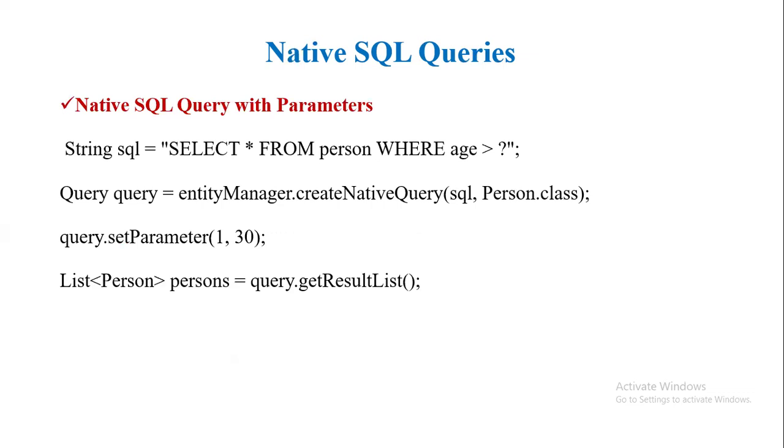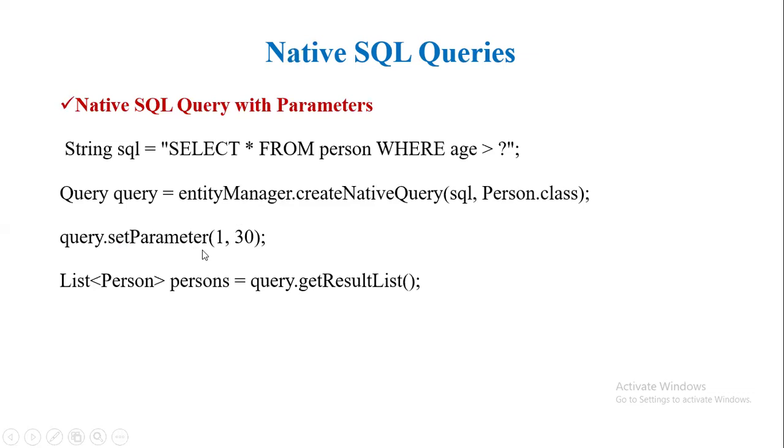Next, how we apply filtering with a native SQL query. Here the string SQL contains select star from person where age is greater than question mark. The question mark represents that we are assigning the values dynamically. Query is a class, and the query object is entityManager.createNativeQuery(SQL, Person.class), which means that the query assigned in the SQL string will be applied on the person table.